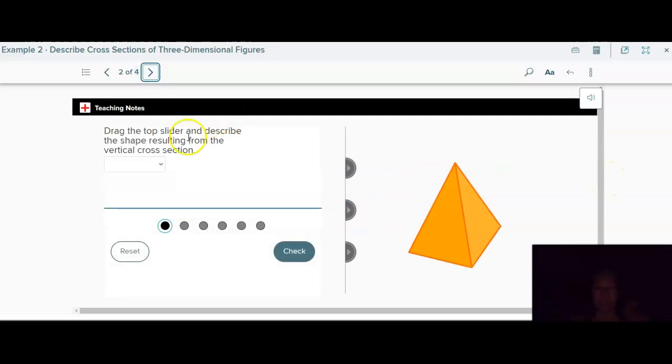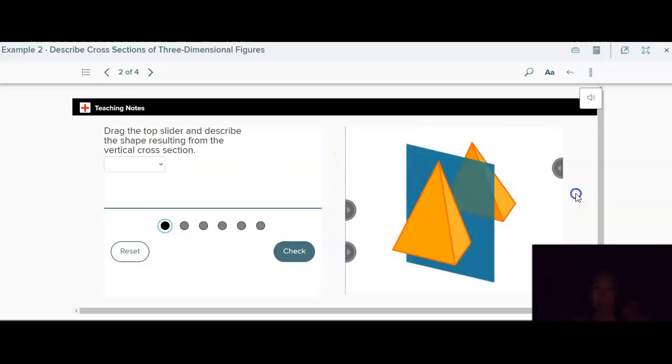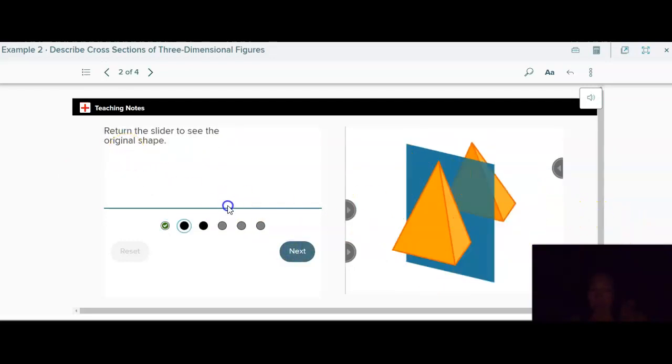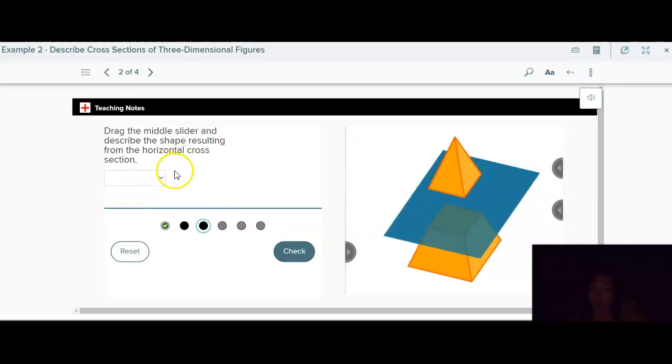So think about this. If we, here, I have to drag it. Ooh, look at that. If I slice it that way, what shape do you see there? That one is a triangle, right? Can you see the triangle over there? If I slice it horizontally, what shape do you see? Oops, I gotta return it. Okay. Now, if I drag it this way, then you see a square.